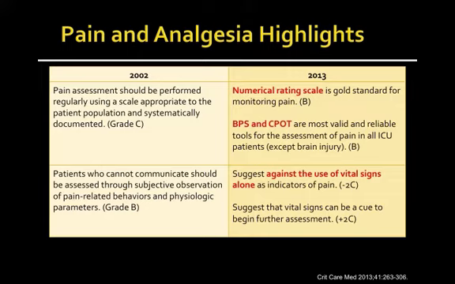They recommend that you assess for pain, and the gold standard, even if you're intubated, is still a numeric rating scale. However, recognizing the challenges of using a visual analog scale, they recommend the BPS, which is the Behavioral Pain Scale, or CPOT. I forget what that one stands for, but those two tools can be used in conjunction with a numeric rating scale to help assess pain in ICU ventilated patients. They suggest against the use of vital signs alone as an indicator of pain, but if they become tachycardic or hypertensive and they're not normally, that should be a cue for you to begin further assessment.